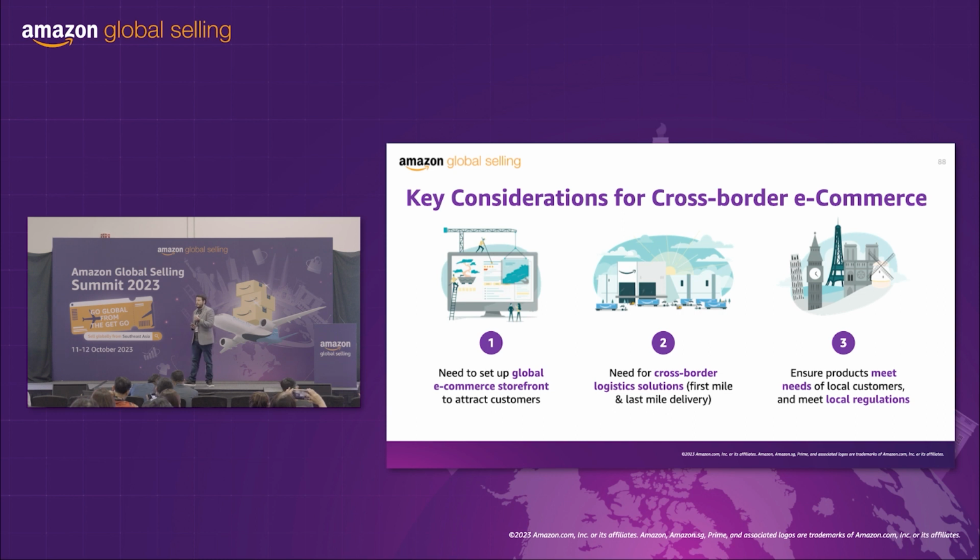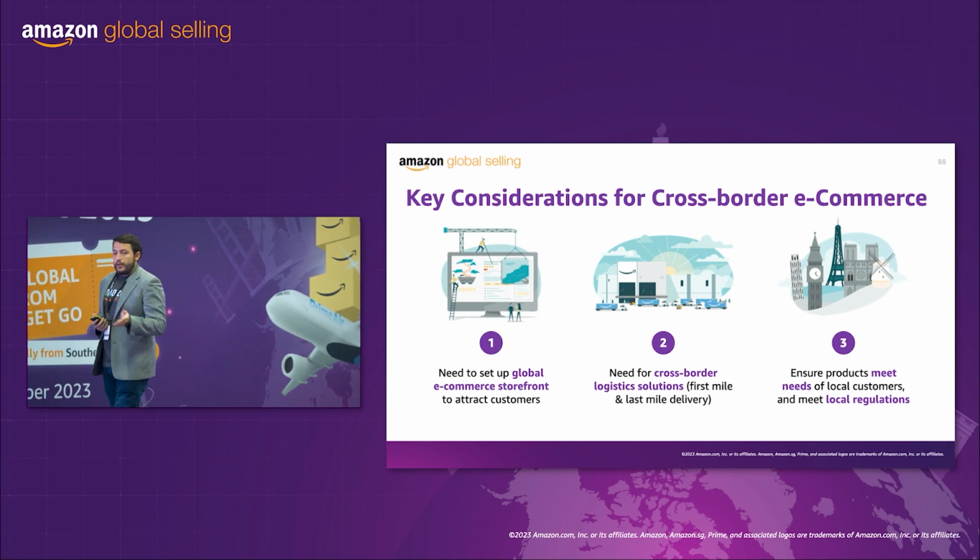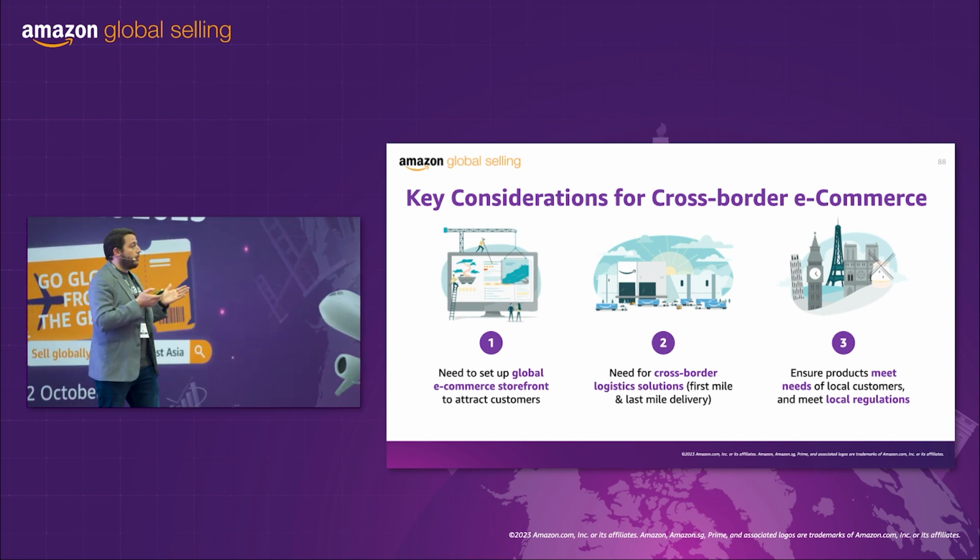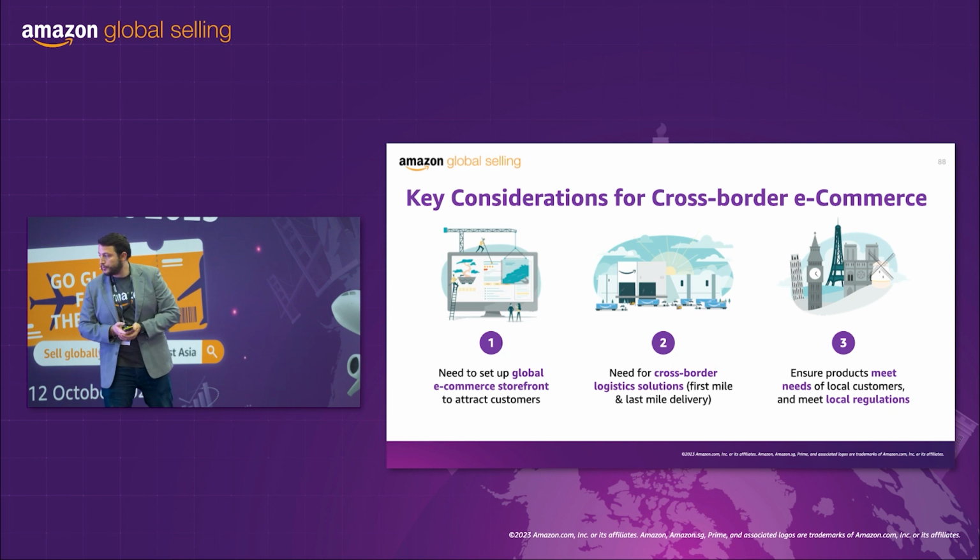The second one is the need for logistics solutions. This is both for the first mile and the last mile. What that means is how are you bringing your products to the US? Is it through shipments, through air freight, or whatever? And finally, the last mile is how are you sending your stock from the US directly to the customers?